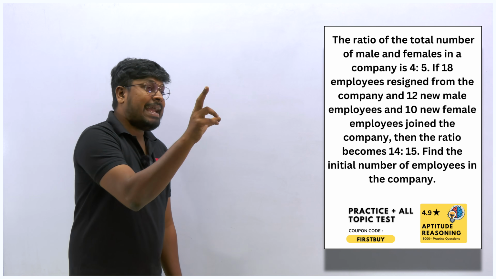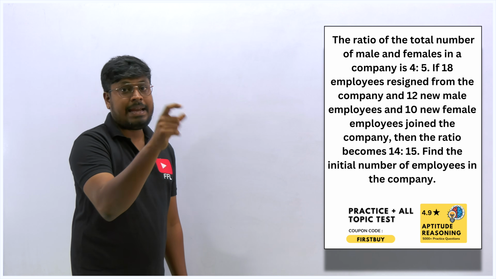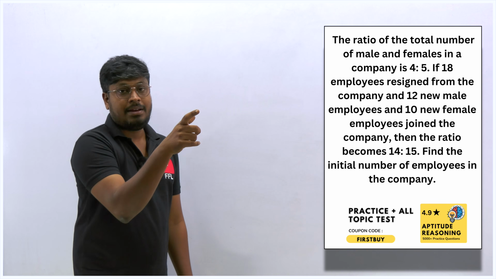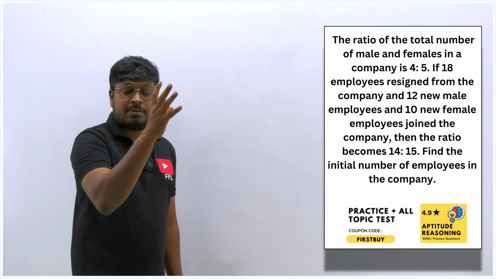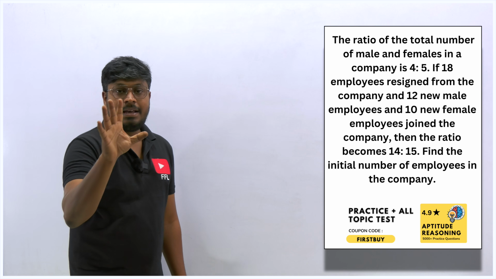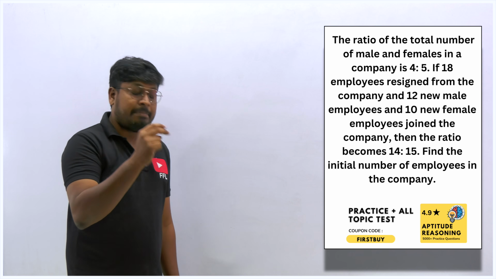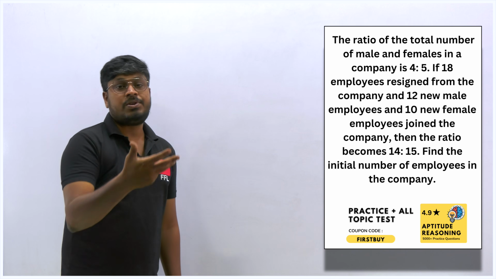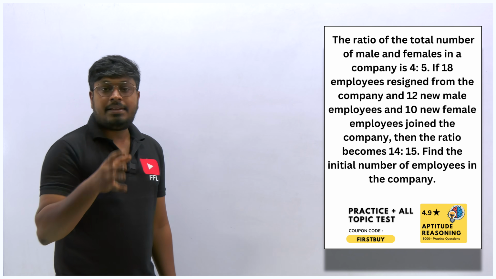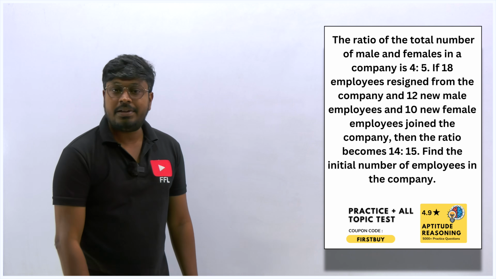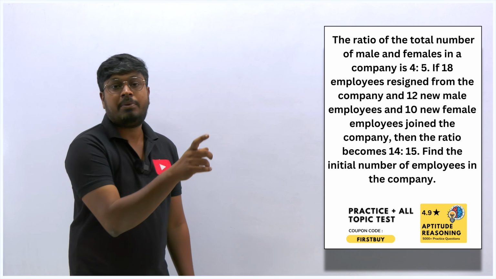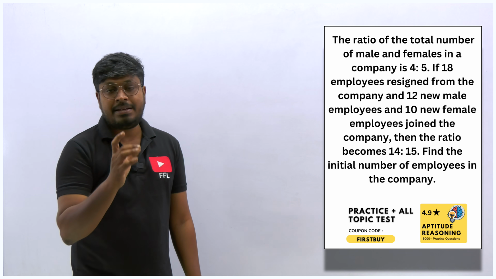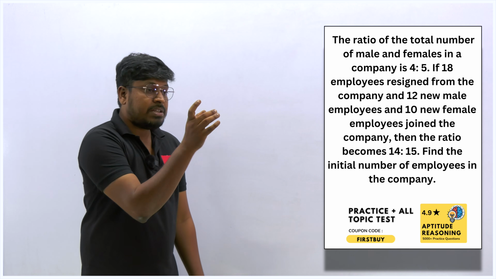From the total, 18 employees resigned. They have given the total as 18, but we don't know how many are male and how many are female. So a total of 18 employees left the company, and then 12 men joined and 10 new women joined, and the ratio becomes 14:15, right? Based on this data, our target is to find the total number of employees in the company initially. The ratio they have given is 4:5.